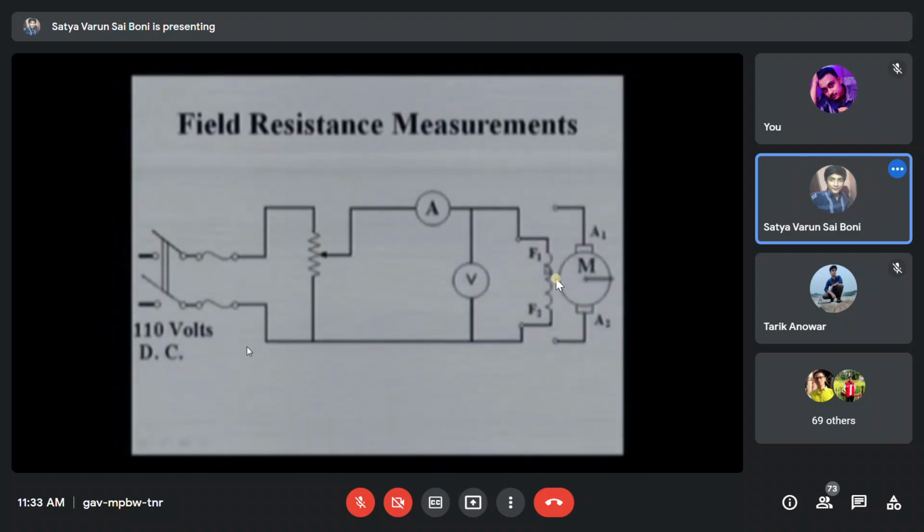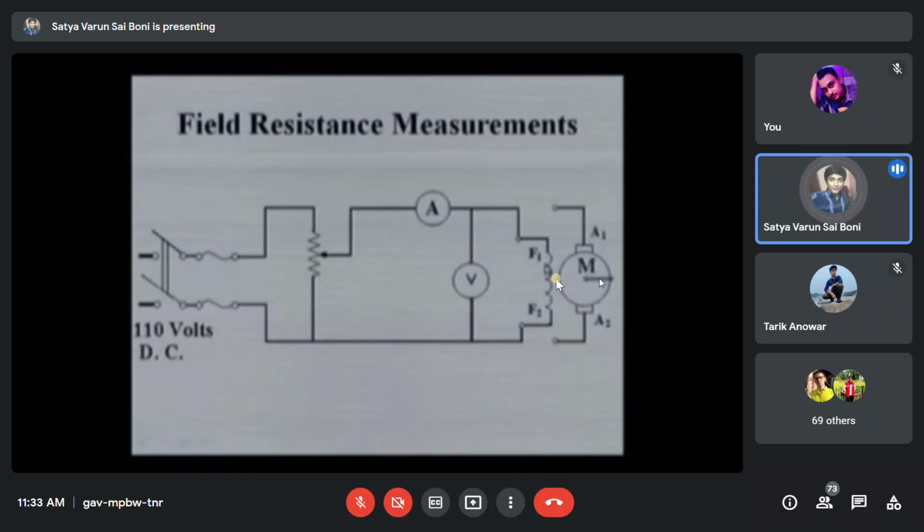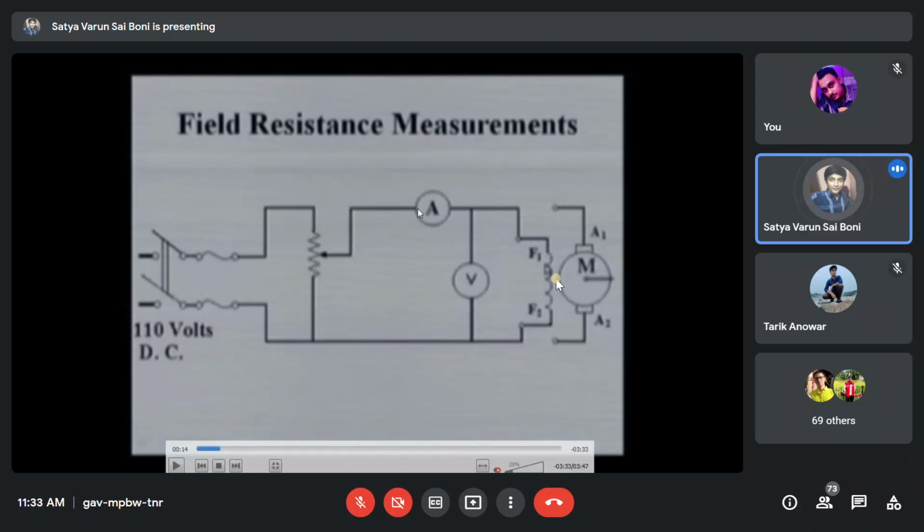Coming to the field resistance, it is also a similar process, but in this one there is no need to block the rotor, because we are measuring the voltage and current values across the field resistance. So you can leave the rotor open, meaning it can rotate also. There is no issue with measuring the voltmeter and ammeter values. Here there is a voltage divider, which controls the voltage across the field winding, meaning we are controlling the excitation for the field winding.